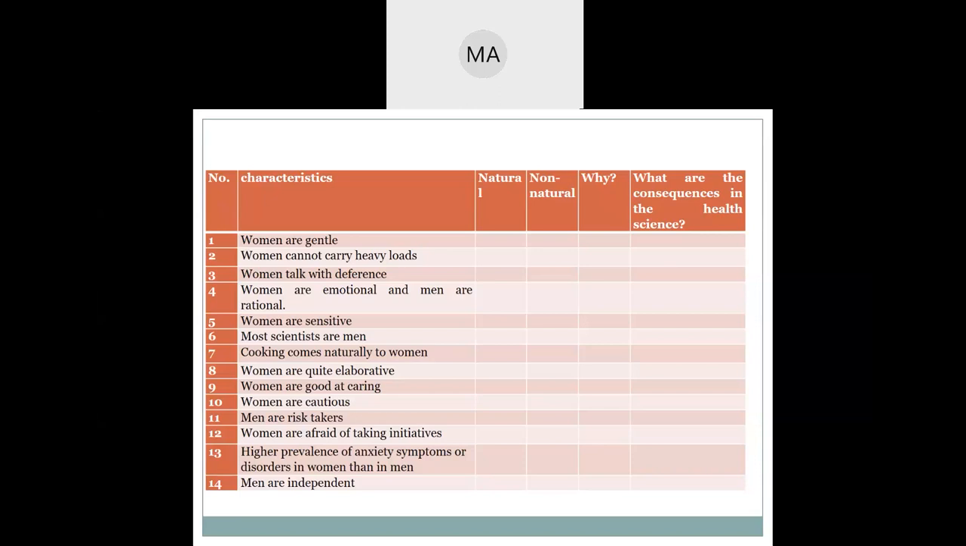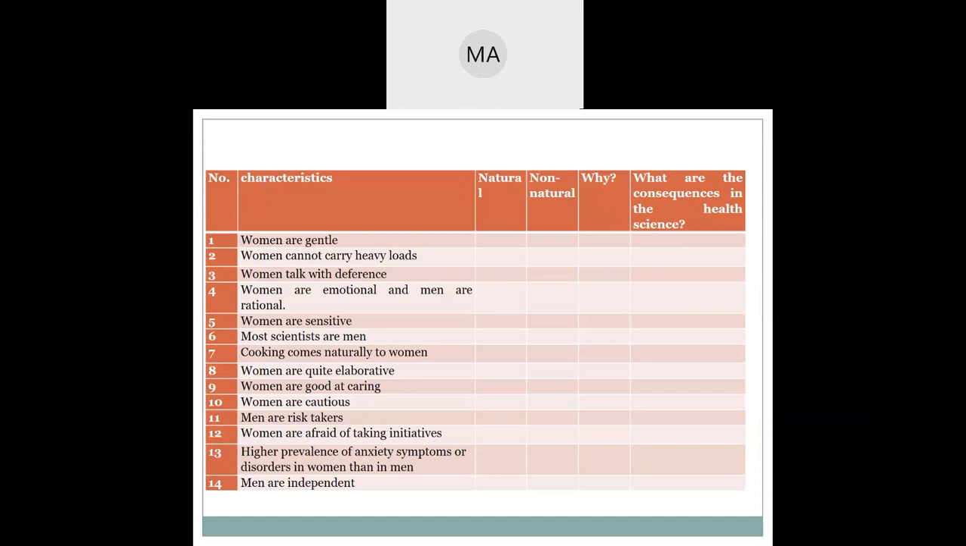One thing I want to add on gentleness is the consequence for health. As we described before, if she is gentle and is not expected to decide by herself, not expected to explain what she feels, and not expected to speak for herself, that makes a difference when we are looking at health-related issues. Some of the points in detail, like number five: women are sensitive.